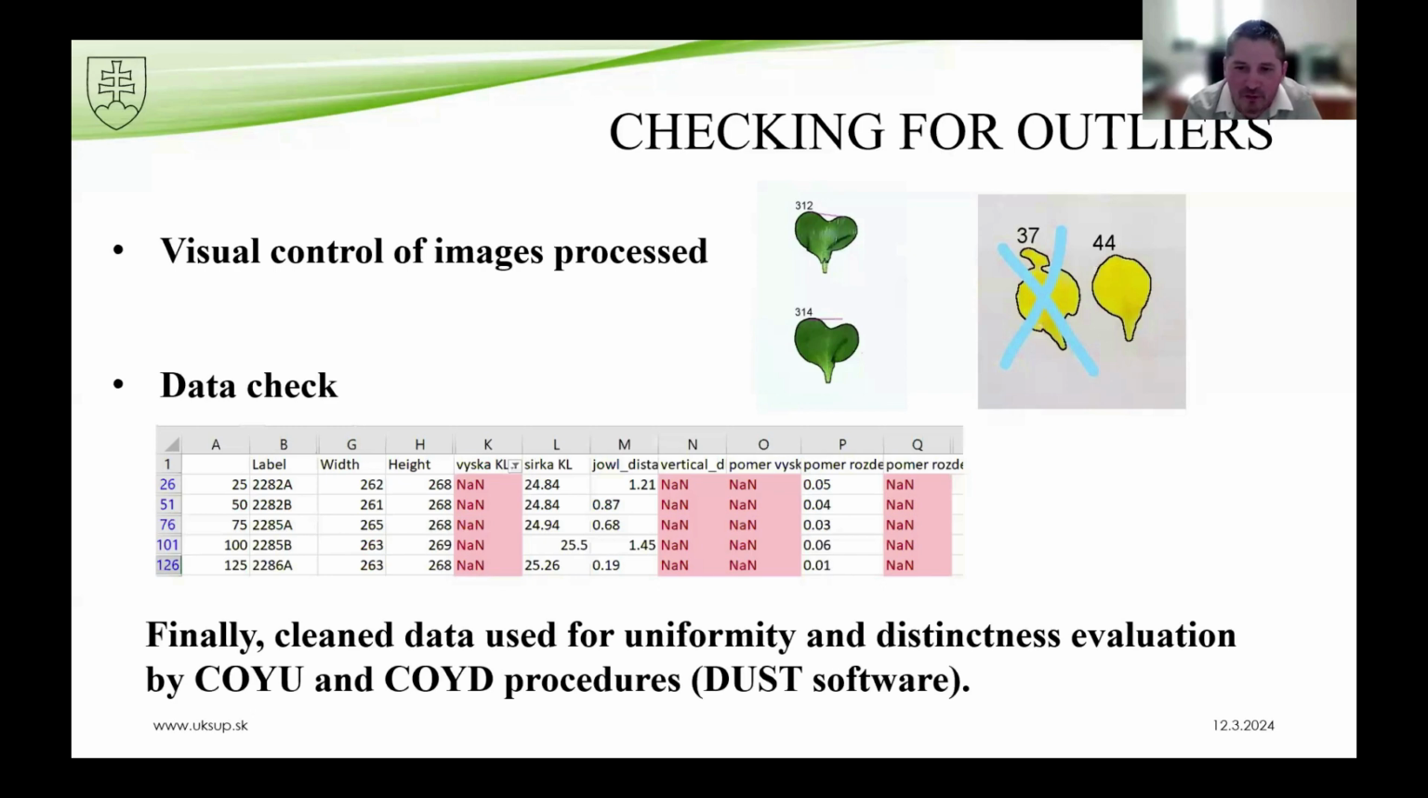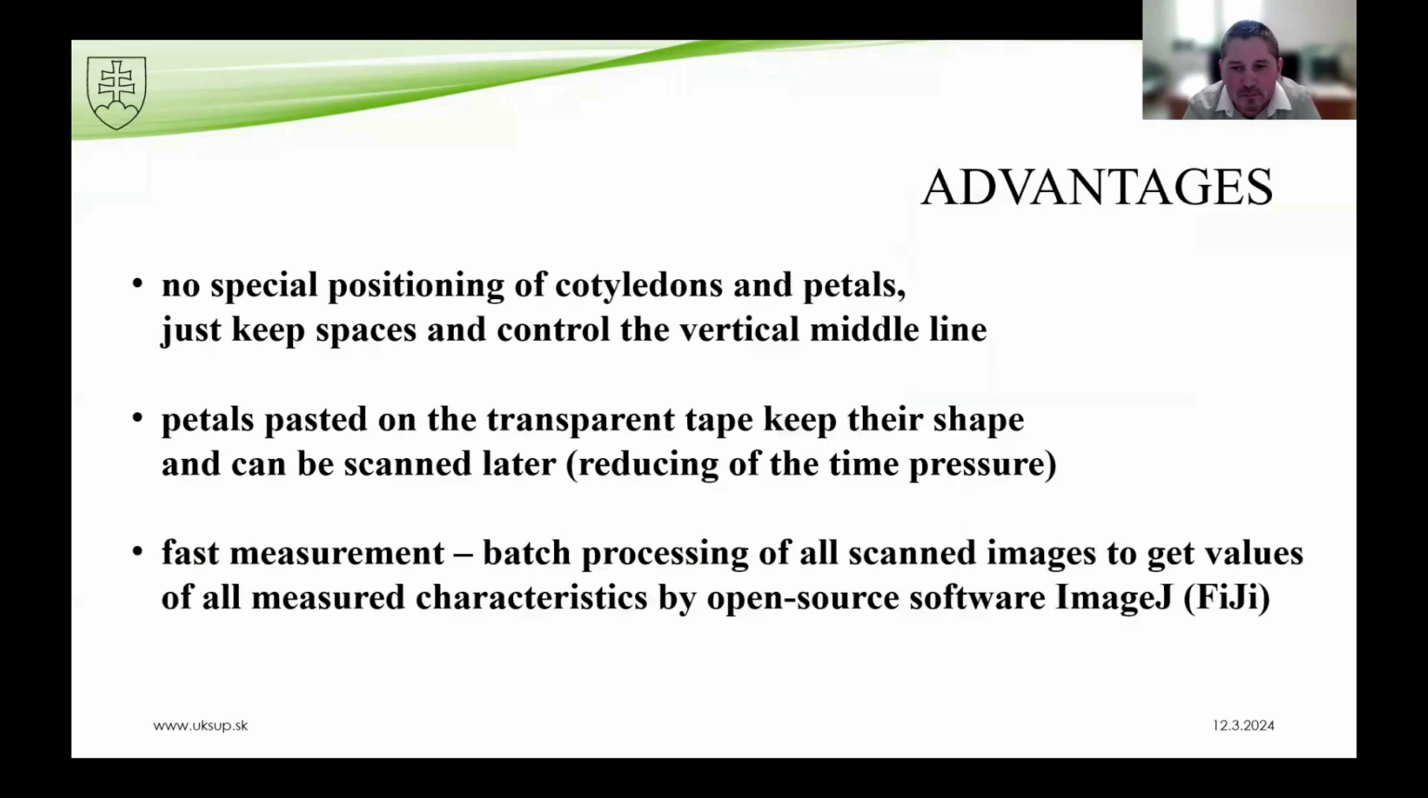Clean data are finally used for COI-U and COI-D analysis to evaluate candidate variety. After that, we used DUS software. Please, next slide. At the end, I would like to summarize some advantages of this image analysis for the DUS examination of oilseed rape.